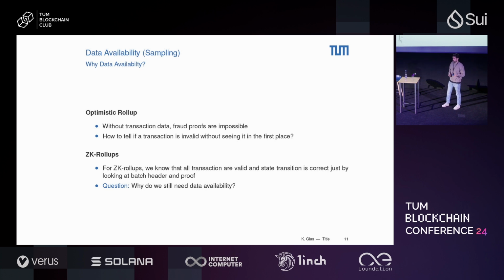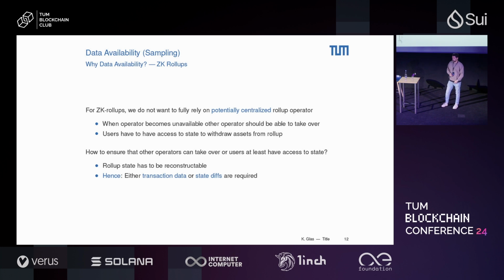So for instance, if the operator becomes unavailable or becomes malicious somehow, then we want another operator to take over the rollup. And also another aspect is that we need the actual state to be able to escape from the rollup in case the operator becomes unavailable, as I said, or censors us. And therefore, we need some way to be able to reconstruct the transaction state. And here we have essentially two different options. Either we can store the full transaction data on layer 1, the full transactions, or we can store state diffs.